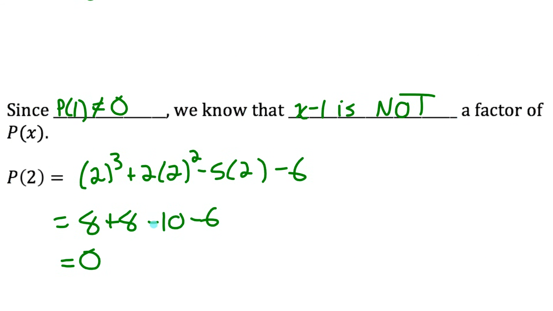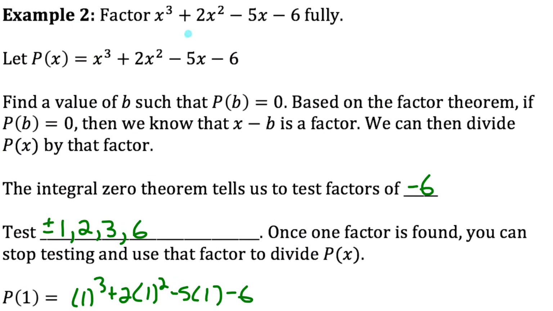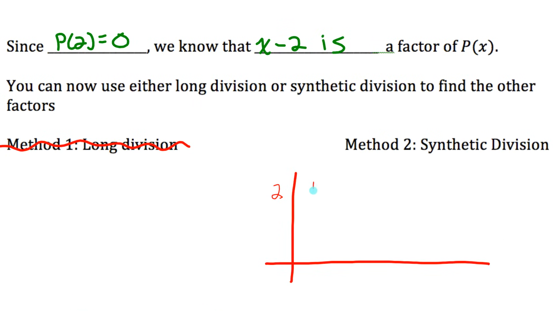And then the coefficients of the dividend, the polynomial, go across the top. So 1, 2, negative 5, negative 6. And now I'll do the synthetic division. Bring it down. 2 times 1 is 2. 2 plus 2 is 4. 2 times 4 is 8. Negative 5 plus 8 is 3. 2 times 3 is 6. And negative 6 plus 6, good, we got 0.